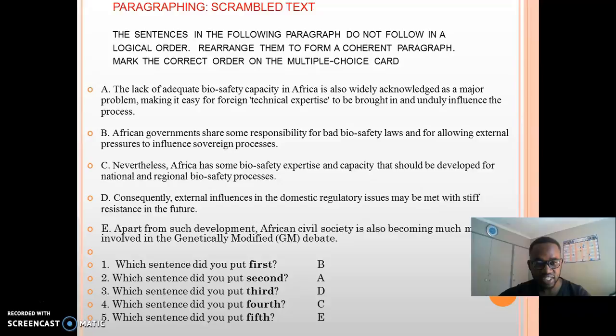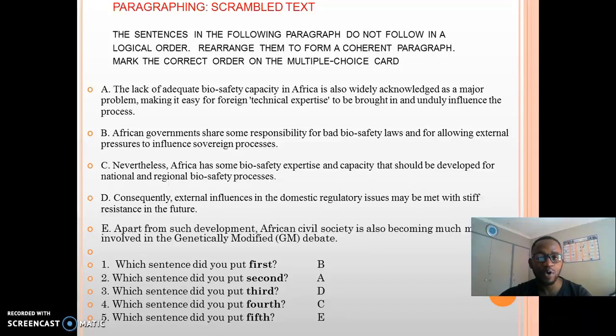So guys, after reading these 5 sentences, I'm sure you would have noticed that it talks about bad biosafety capacity in Africa as a whole. Yeah, that's the main idea, and you can notice that we have some logical connectors. We have the main idea and logical connectors.